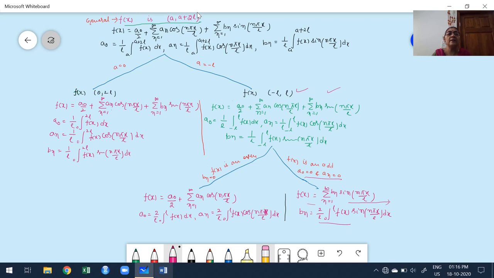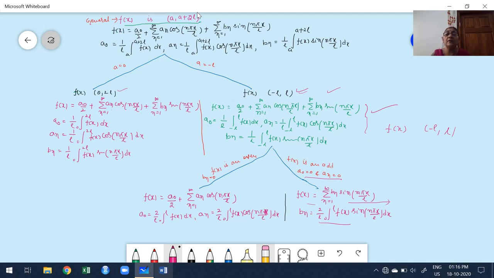See, in the general case, based on the two cases, in this case there is no option. In the other case you have two options: the function is even or maybe odd. In some exceptional cases, even though the function is defined from negative to positive limit, the function may be neither even nor odd. In such cases there is no alternative. First, we check whether the function is even or odd, and then you go for the second case.